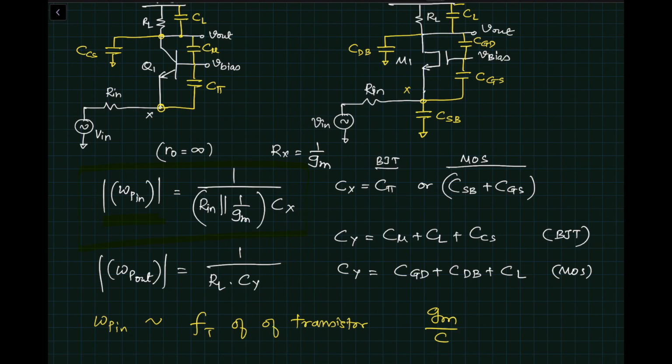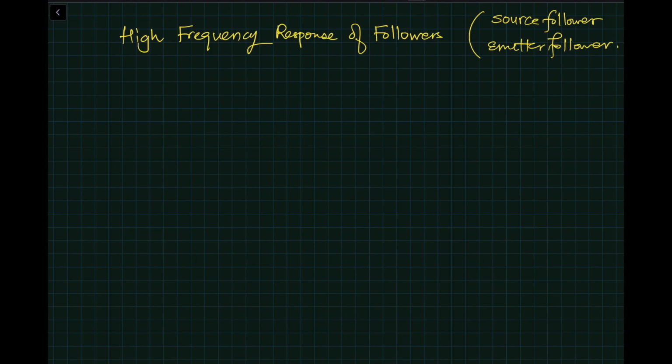Again, I have done a numerical example as a practice for you. You can look at the notes, a fairly substitution-based example, but it gives you an appreciation for numbers for a common gate stage. Now let's do the high frequency response of the third configuration we learned, which is the follower: emitter follower or source follower. Let's draw a schematic for both, initially without transistor capacitances, and then just insert the capacitances which matter.